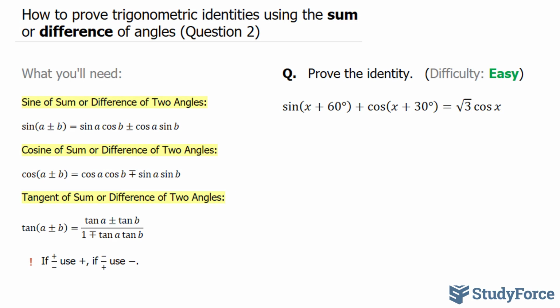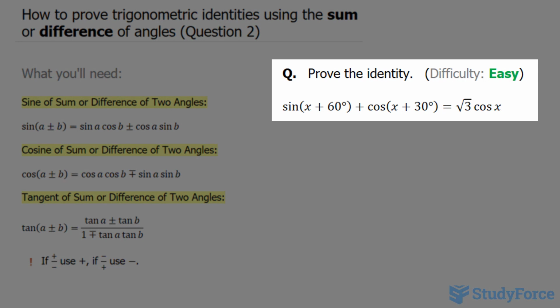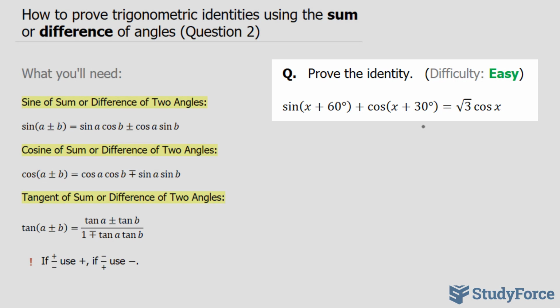In this video, I'll show you how to prove trigonometric identities using the sum or differences of angles. This is question 2 in the series. The question reads, prove the identity sine at an angle of x plus 60 degrees plus cosine at an angle of x plus 30 degrees is equal to the square root of 3 cosine x. What we have to do ultimately is prove that the left side is equal to the right side.